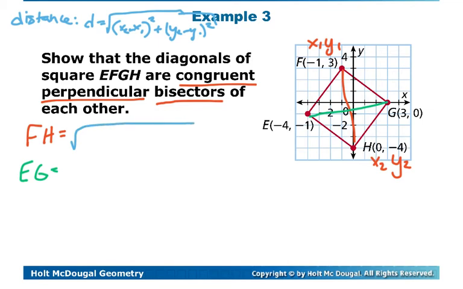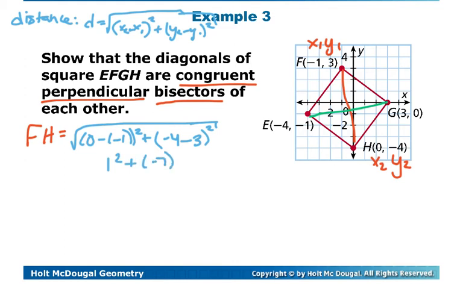So I'm going to take my x2, which is 0, and subtract that from my x1, which is -1, and square that, add it to my y2, which is -4, and subtract my y1, which is 3. Square that. So if we go ahead and solve that, we actually end up with 1 squared. That's going to be added to -7 squared. And so we'll have 1 plus 49. And so we get the square root of 50. So that's the length of FH.